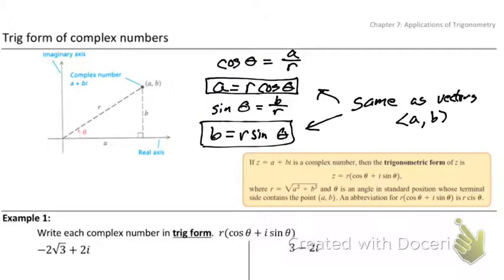All right, so if z equals a plus bi is a complex number, then the trig form is going to be r times cosine theta plus i times sine theta. And that comes from the fact that our form needs to be a plus bi, but using our trig, we would have r cosine theta plus r sine theta times i, and you pull that r out front, and you have that. So that is your trig form of a complex number. So we're going to talk about how we can write complex numbers in terms of trig using those formulas.